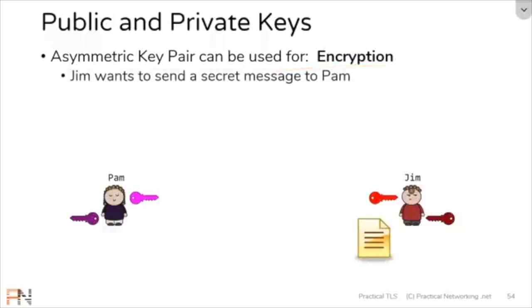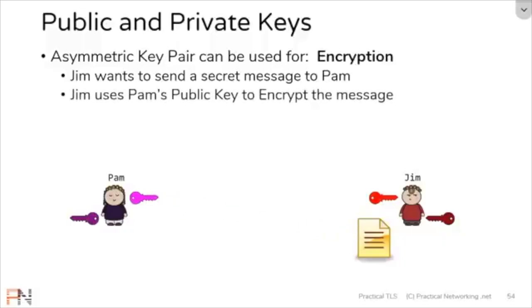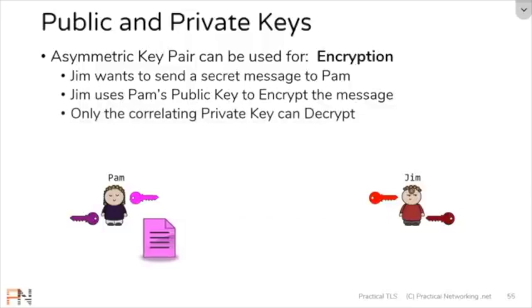Let's say Jim has a message that he wants to send to Pam securely. Well, what he can do is use Pam's public key to encrypt that message. Now, the only key in the world that can decrypt this back to the original message is the correlating private key, which only Pam has, because again, the private key is never shared. That message can be sent across the wire safely, knowing that only Pam has the required key to decrypt the content of that message and extract the original plaintext. And this is how asymmetric keys are used to provide confidentiality.